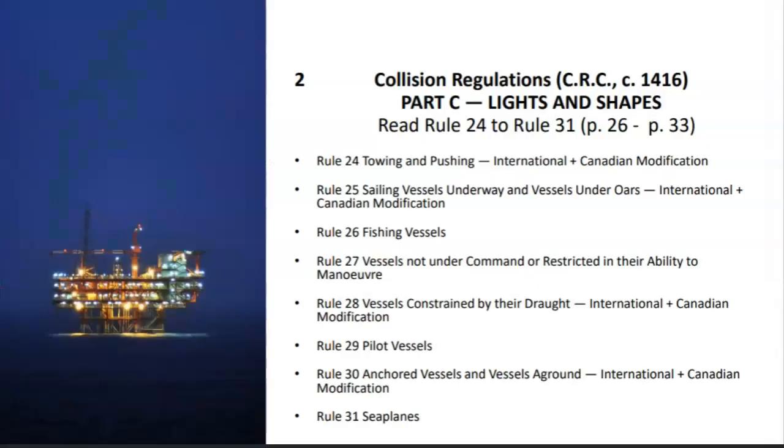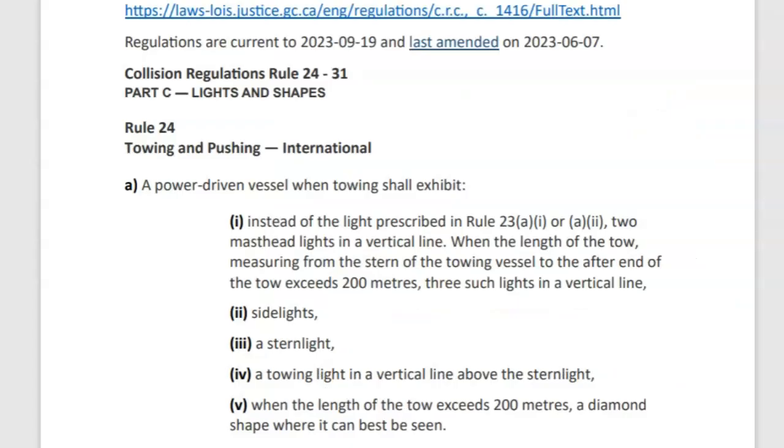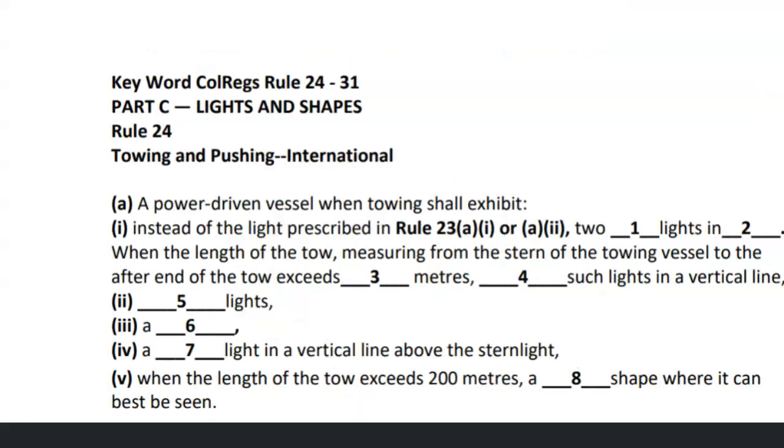This is the overview of Lesson 2, Collision Regulations. The collision regulations run from Rule 24, Towing, to Rule 31, Seaplanes. Here we have Rule 24A. These are the lights required for a power-driven vessel when towing.